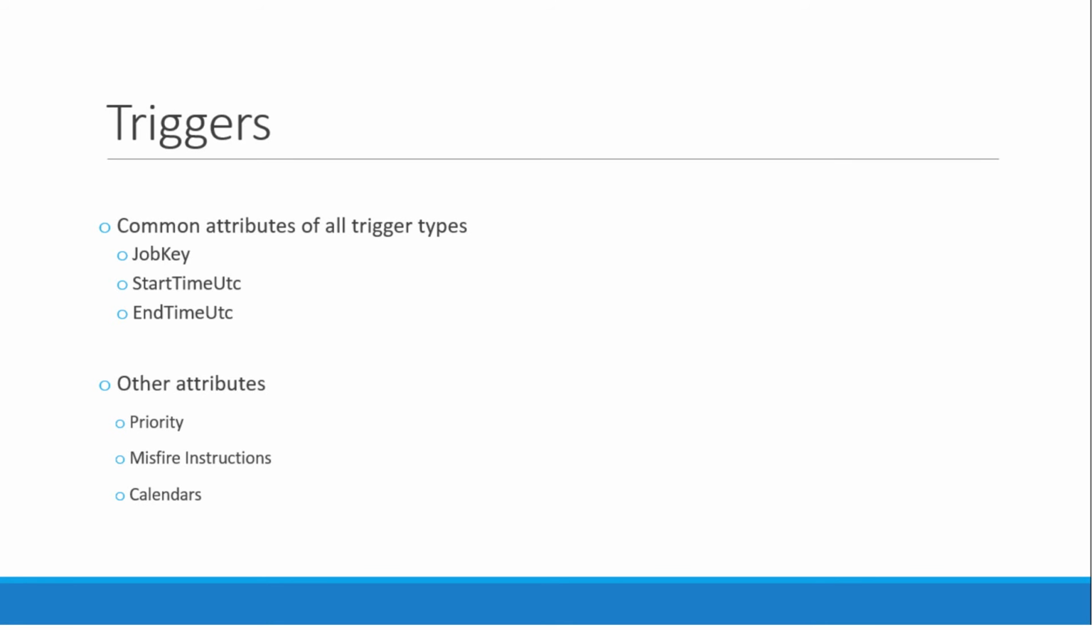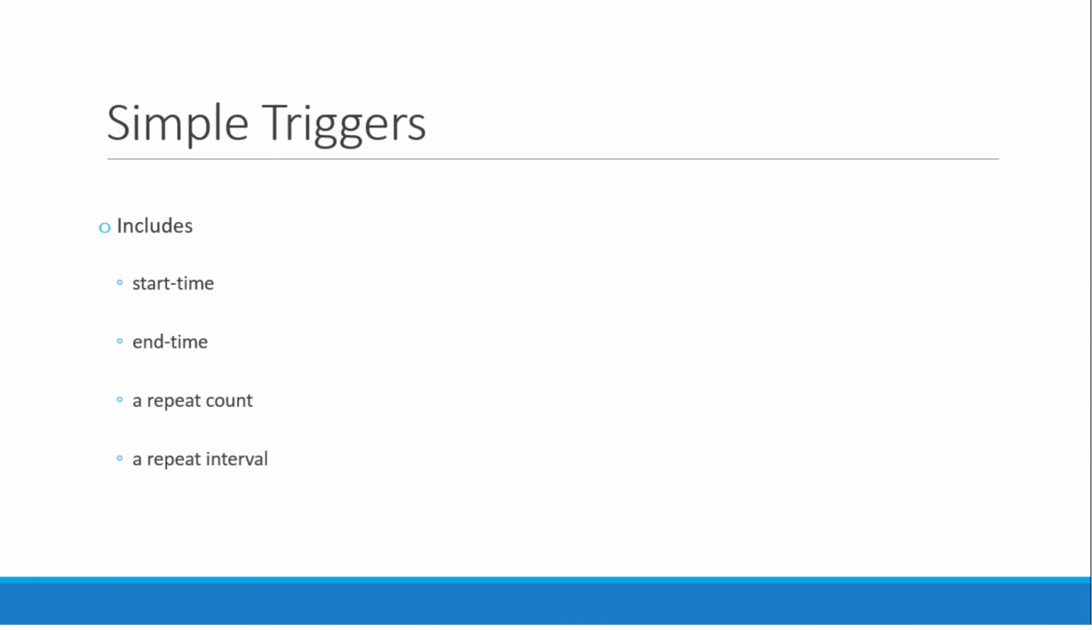And then we have misfire instructions. Like I was talking earlier, if we happen to miss a trigger, then there are some misfire policies. By default they have a smart policy in Quartz.net, and if you want to customize it, you can do that as well. Also it has this special thing called the calendars attribute. By using calendars, you can tell the trigger which specific days you want to include in the trigger, or which specific days you want to exclude, and likewise. It's another implementation, but if you wish, you can go ahead with that as well.